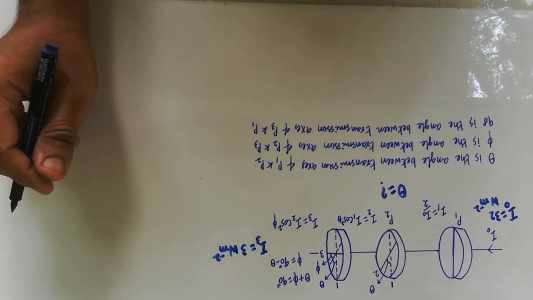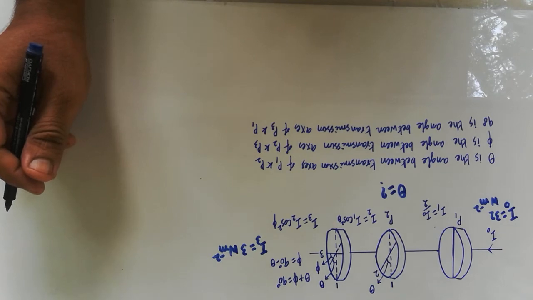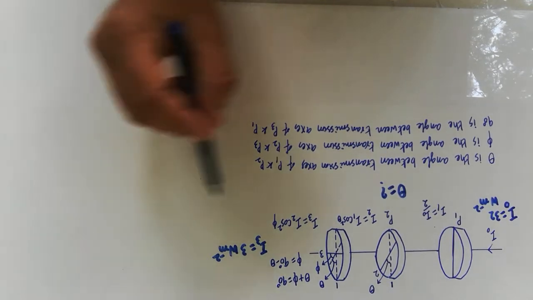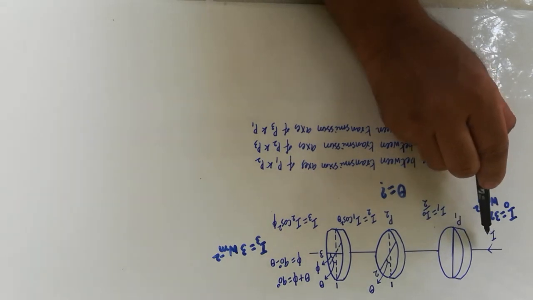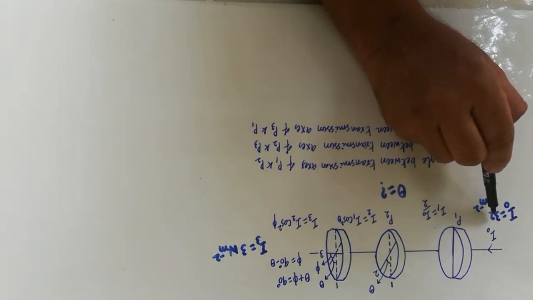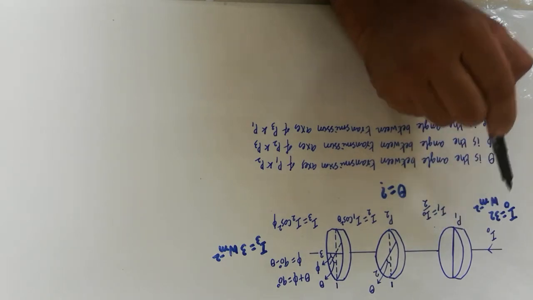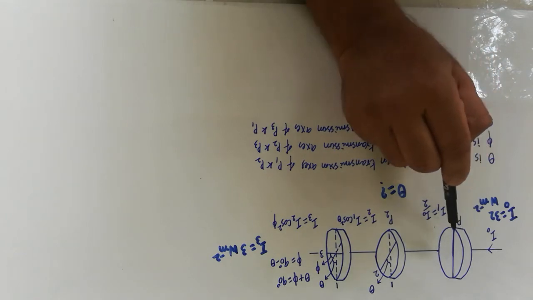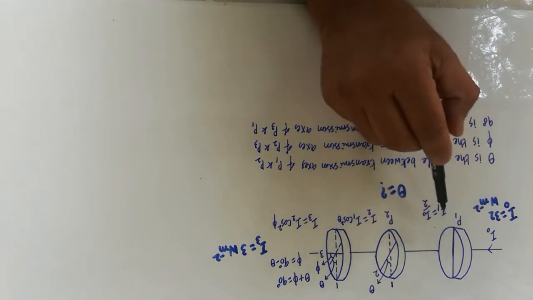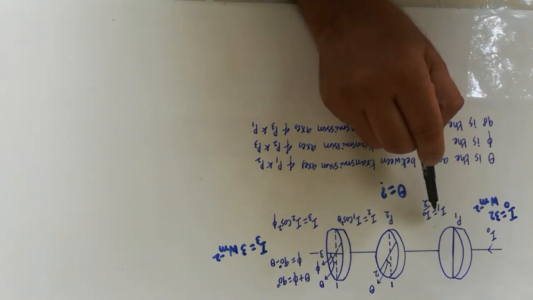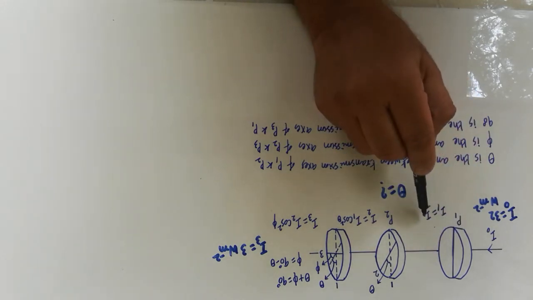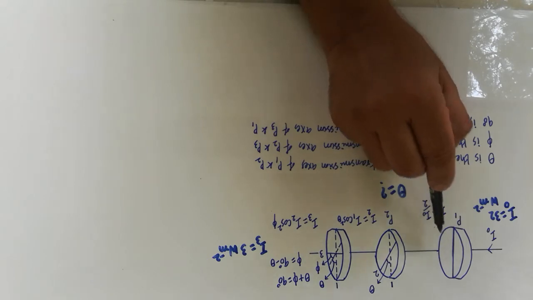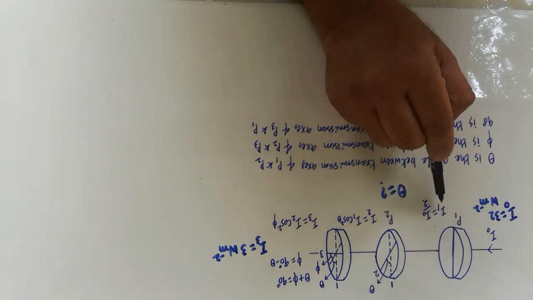Now we are going to solve the seventh problem in chapter 7. Look at here. This is the first Polaroid. The initial intensity of the incident light, I naught, is 32 W m^-2. After incidence on the first Polaroid, we know very well that the intensity of the outcoming polarized light will be reduced to half.